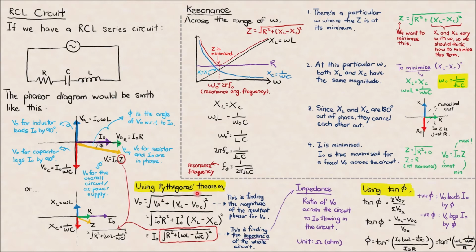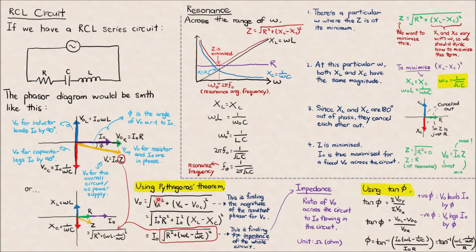And of course, if you're doing Pythagoras theorem, you need to do it with an x component. And from this phasor diagram, I believe you can see clearly that the only component in the x direction will be the one contributed by the resistor.